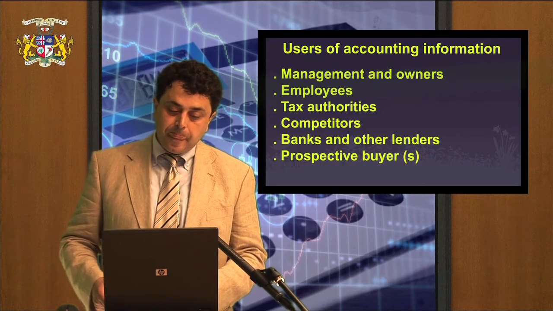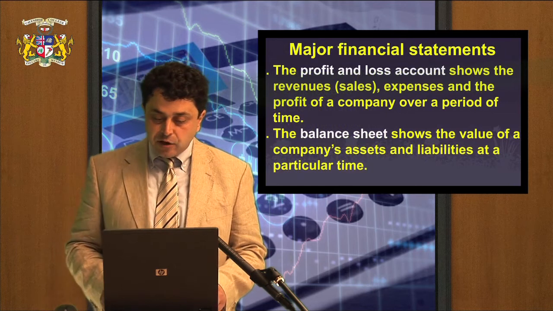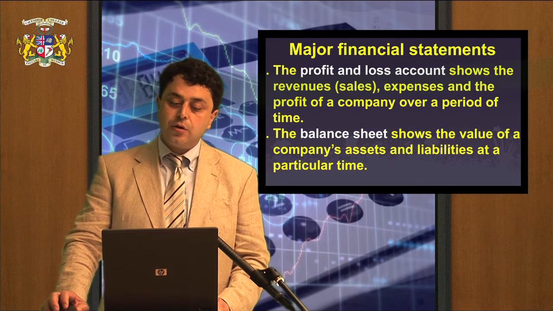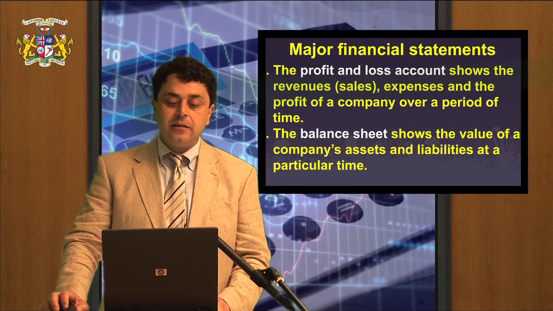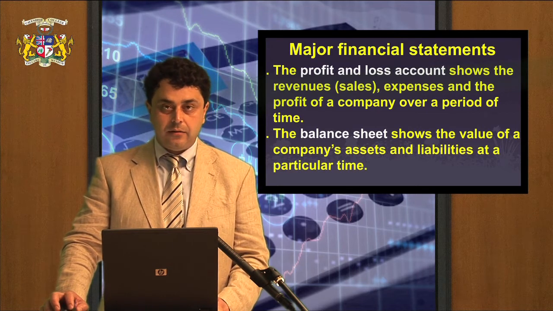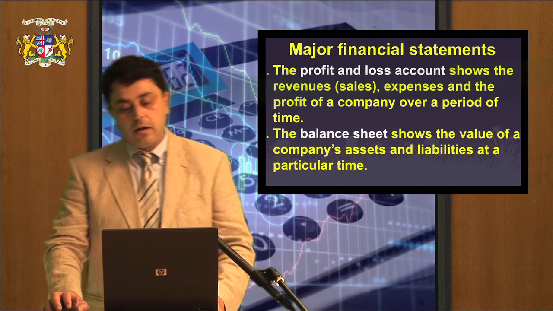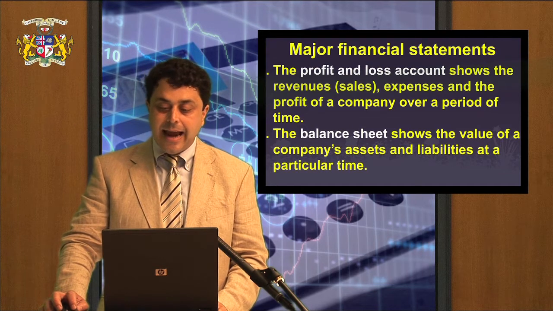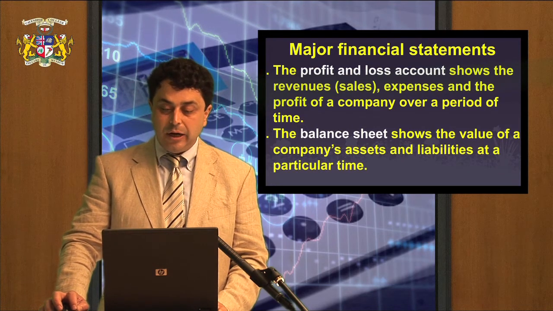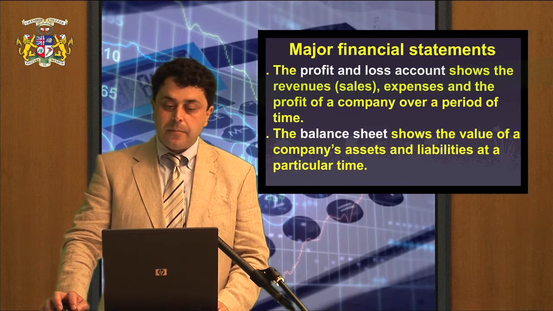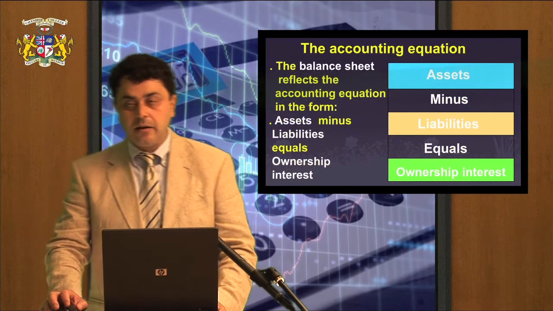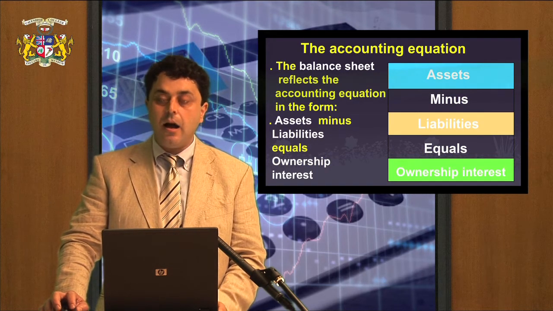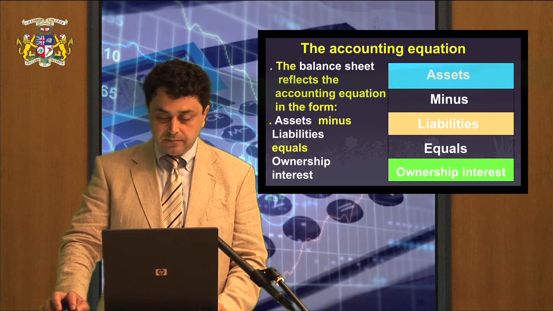So, the major financial statements include the profit and loss account, which shows the sales, expenses, and the profit of a company over a period of time. They also include the balance sheet, which shows the value of a company's assets and liabilities at a particular point in time. Now, the balance sheet reflects the accounting equation, which is assets minus liabilities equals ownership interest.